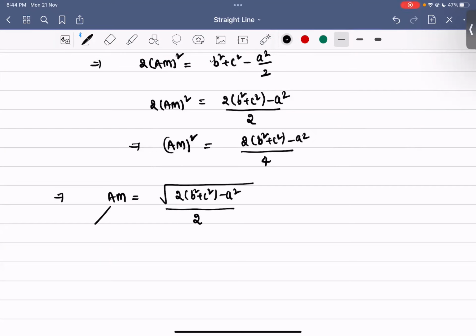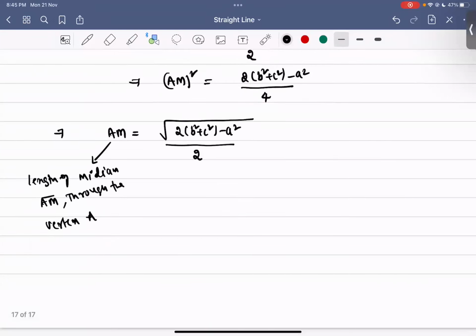So this is the length of the median AM through the vertex A. This is the length of the median.